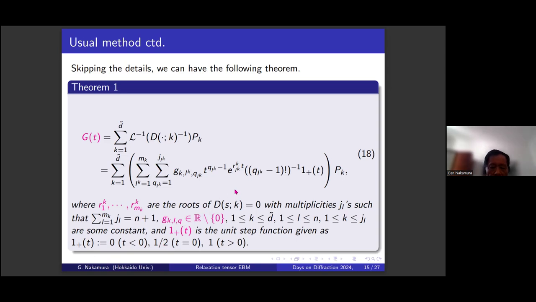Again, it is some analog of the Kelvin representation for a fundamental tensor for the Lamé system, maybe, no? Yes, that's right, when you consider constant coefficients. Yes, that's right.